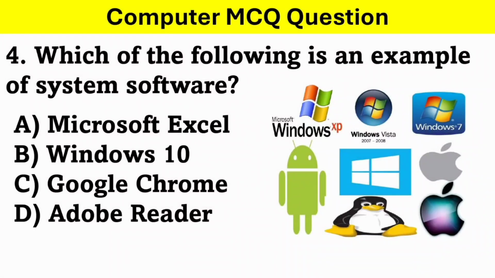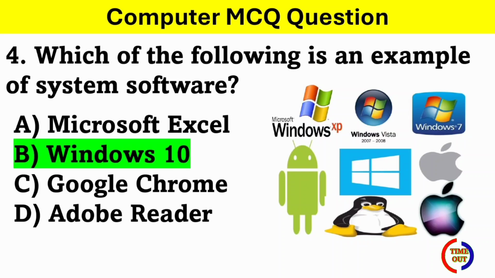Which of the following is an example of system software? A. Microsoft Excel. B. Windows 10. C. Google Chrome. D. Adobe Reader. The correct answer is Windows 10.